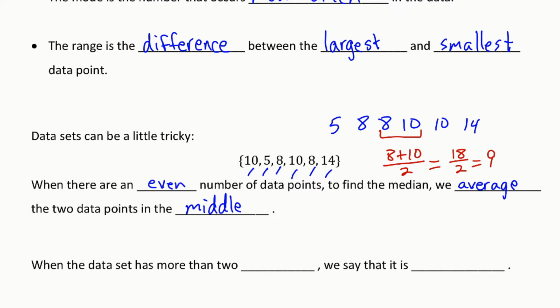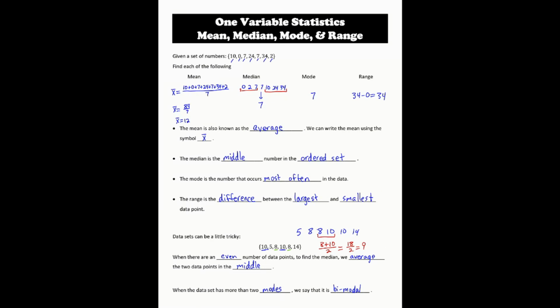When the data set has 2 or more modes, like this data set, 10 occurs twice and 8 occurs twice. In that case, we say that the data is bimodal. 2 modes. There can also be more than 2 modes in a data set. That is your first lesson on one variable statistics.